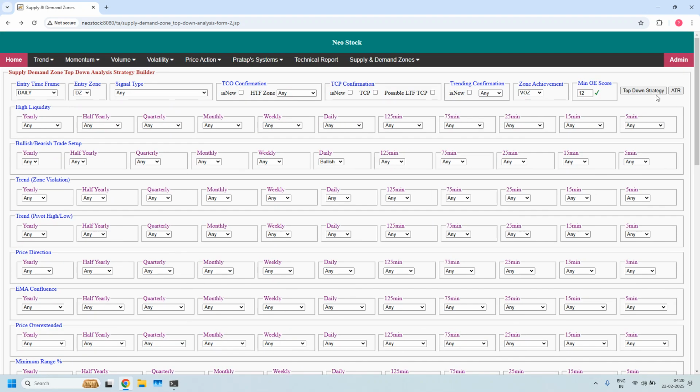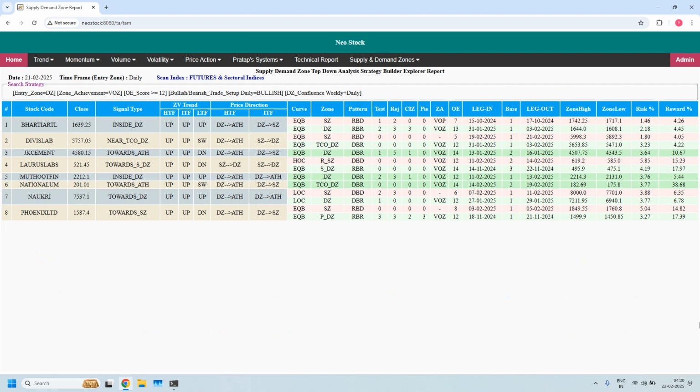So with this filter, out of 10, we got 8 stocks. In all these 8 stocks, daily zones are overlapped with weekly zone. And weekly trend is up in all these stocks. If weekly EMA confluence is there, then those stocks might have a higher success rate.